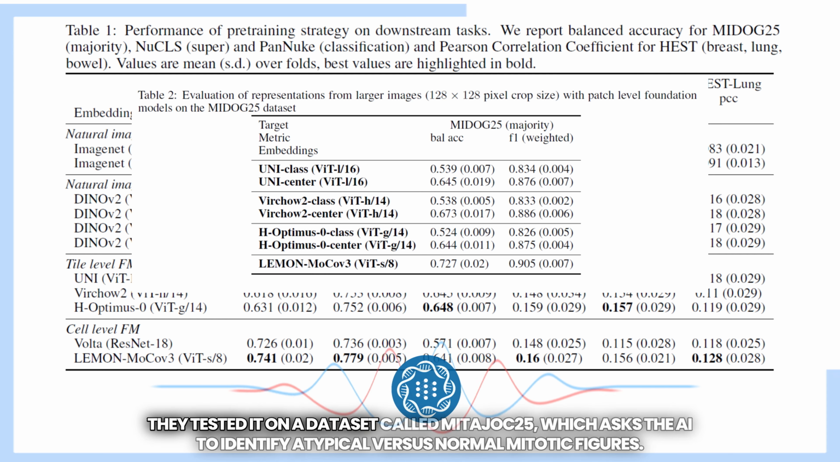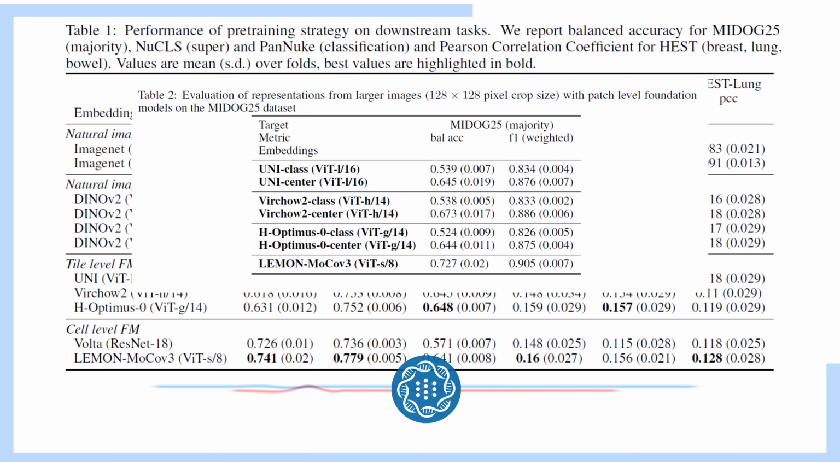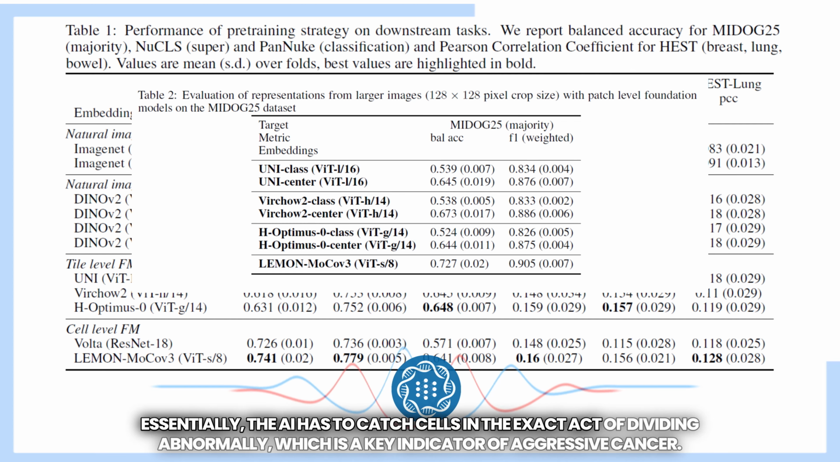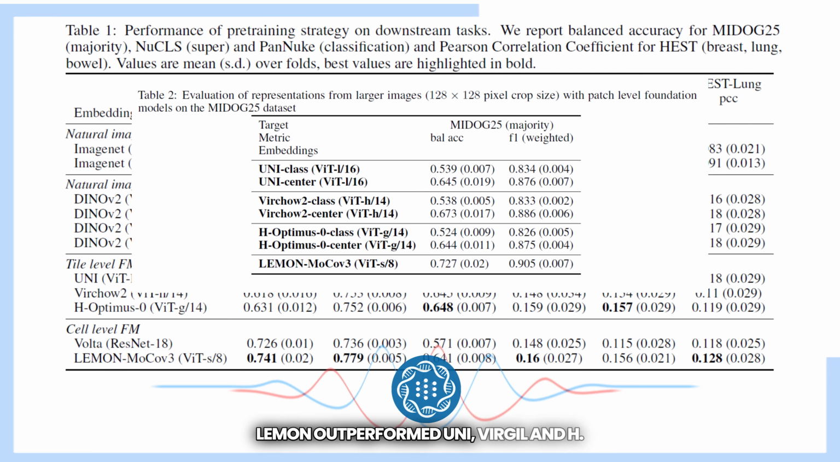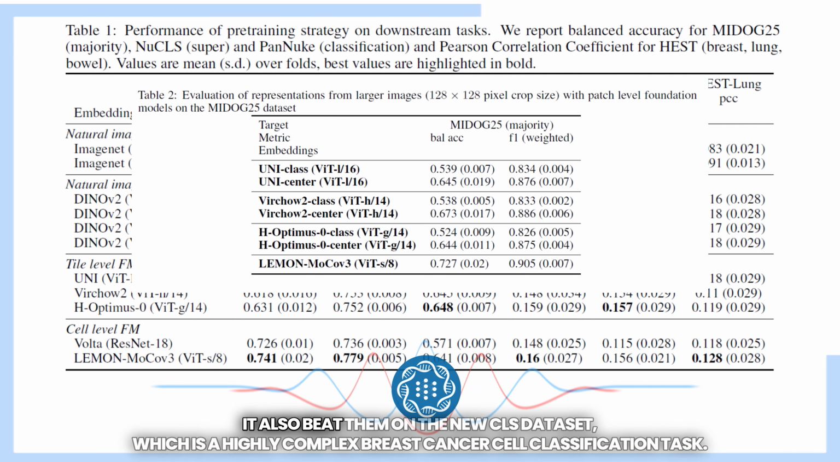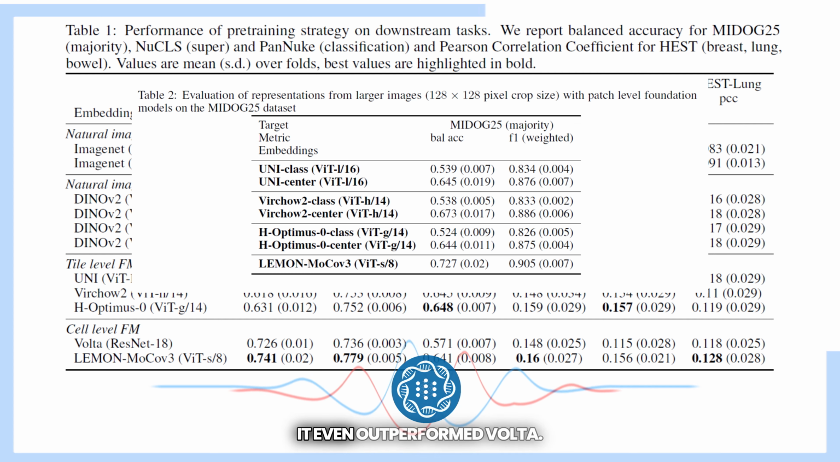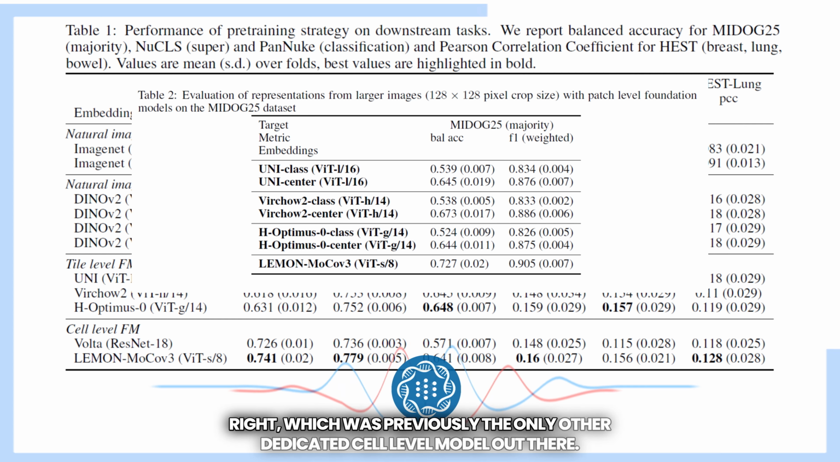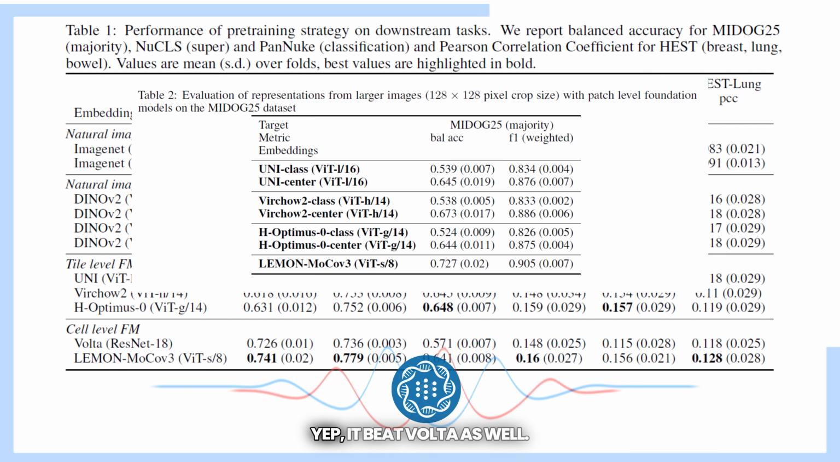Yeah, they tested it on a dataset called ShMN, which asks the AI to identify atypical versus normal mitotic figures. Essentially, the AI has to catch cells in the exact act of dividing abnormally, which is a key indicator of aggressive cancer. Right. Lemon outperformed ShMv, ShMv, and v_v. It also beat them on the GCLS dataset, which is a highly complex breast cancer cell classification task. It even outperformed Volta, right, which was previously the only other dedicated cell-level model out there. Yep, it beat Volta as well.